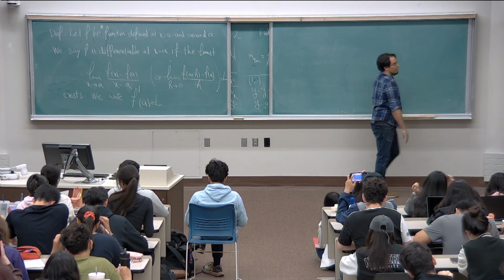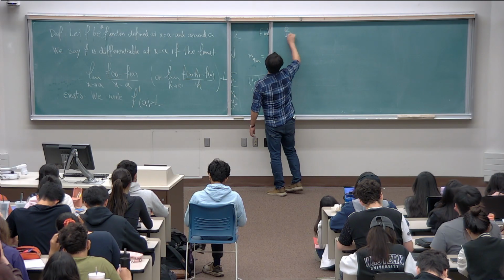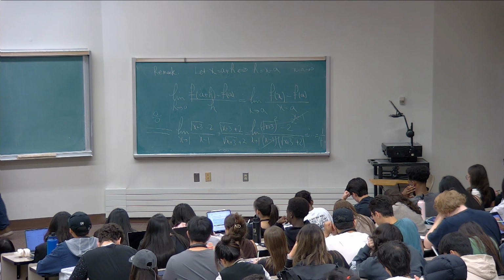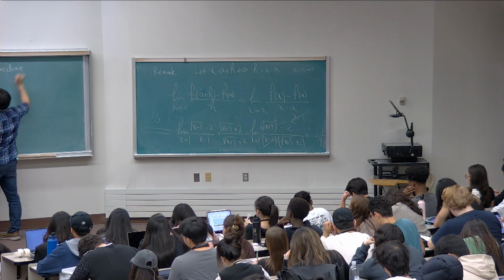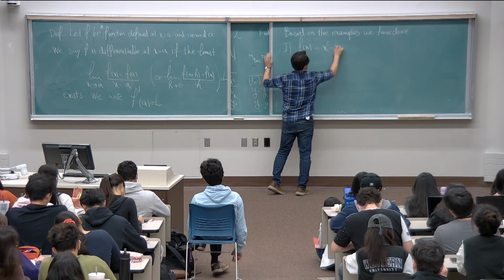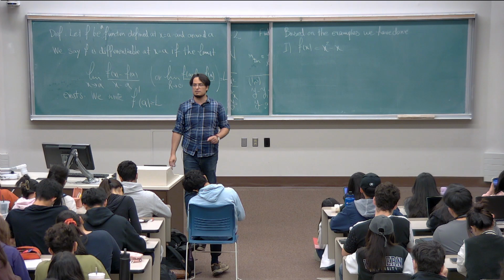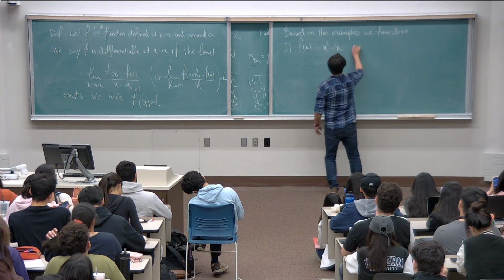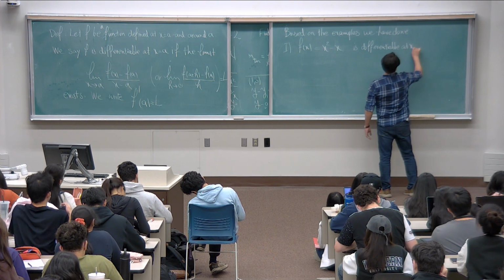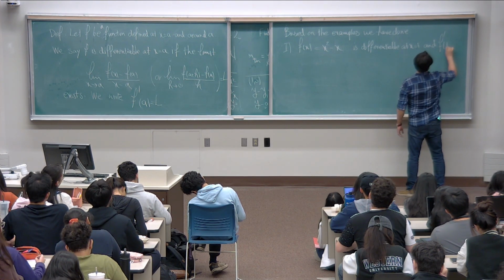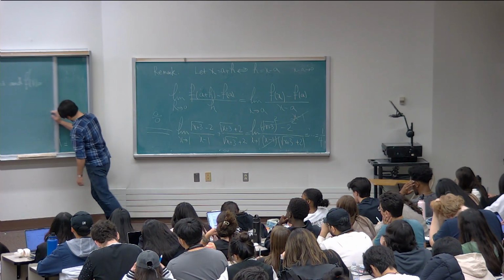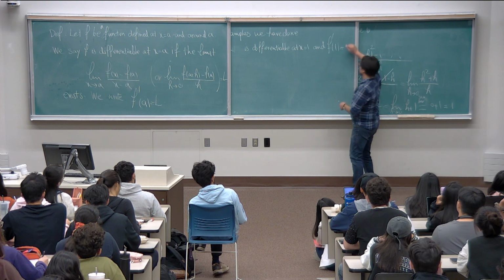Now, based on the examples we have done, we have shown one, f of x. This is the example behind this board, the first example that we did, I mean, the first tangent line slope that we did. f is differentiable at 1, and what was f prime at 1? Do you remember that? You don't remember it? It's just here. It's equal to 1.